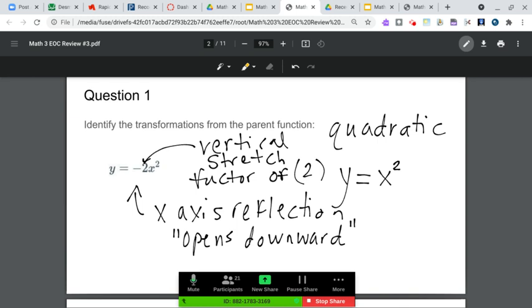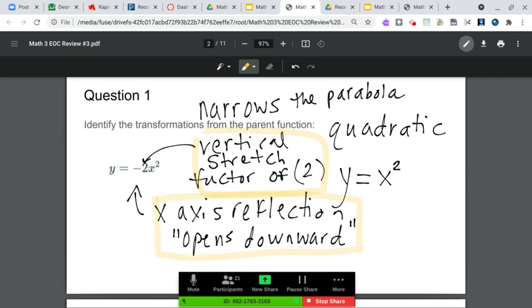Okay? And so what happens is the parabola gets narrower. Okay, so our transformations again are here and here. Does anybody need more time on number 1?